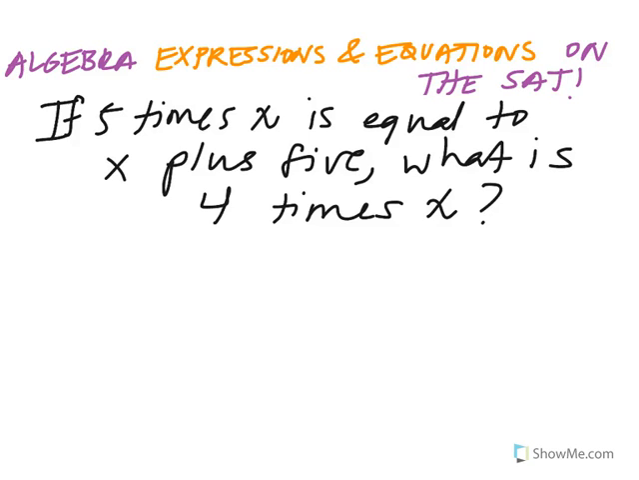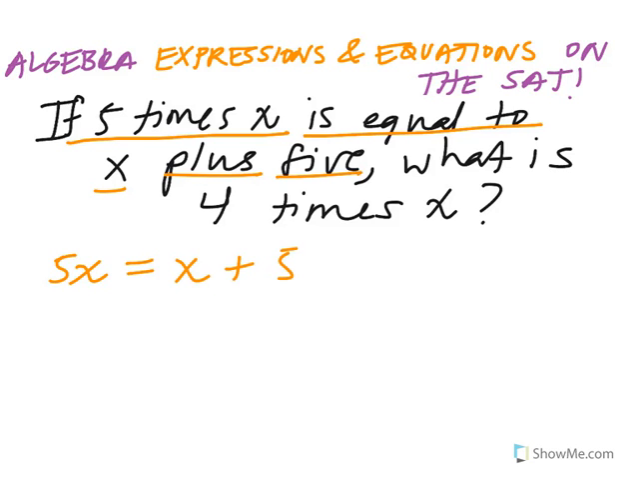Alright, so here we go. If 5 times x, so right away we can just write 5x, is equal to, so equal sign, x plus 5. What is 4 times x? Now, you guys that are very good in school math might look at this equation and immediately rush to solve for x. But there's a much better way to do it.